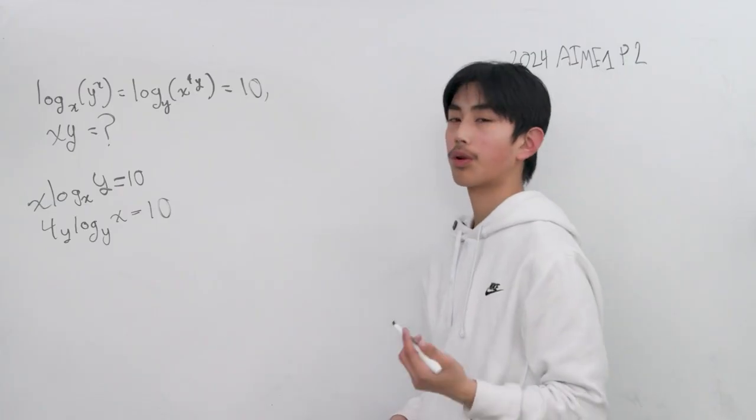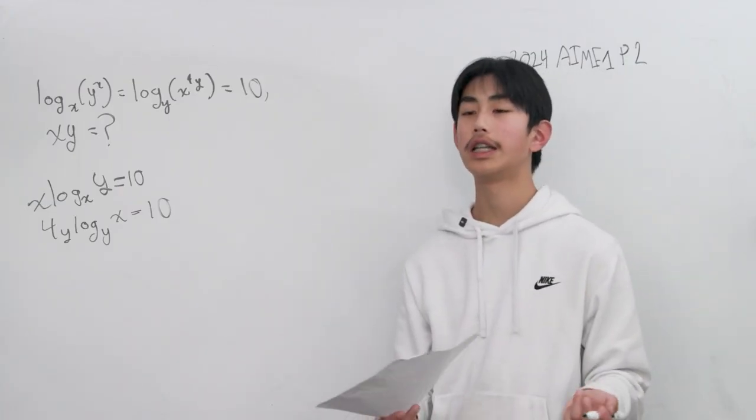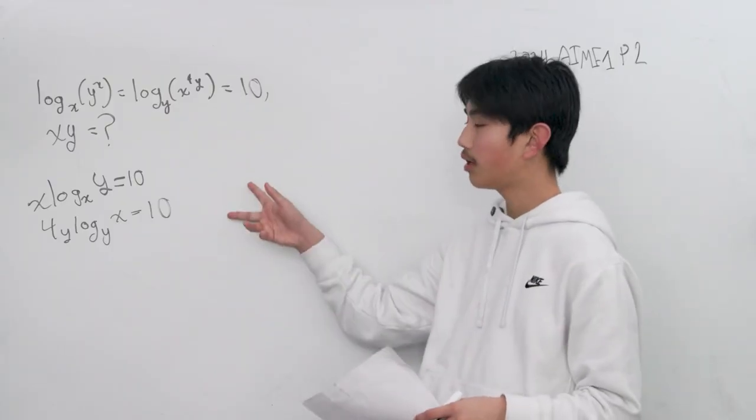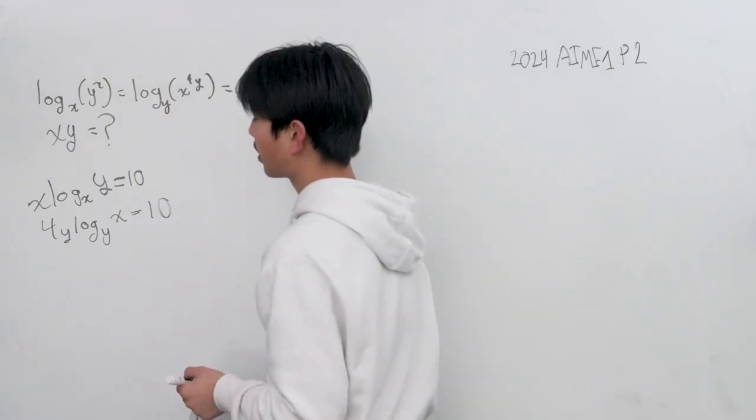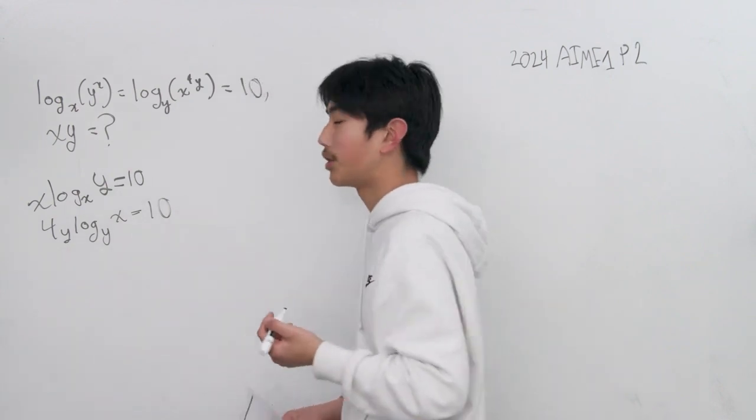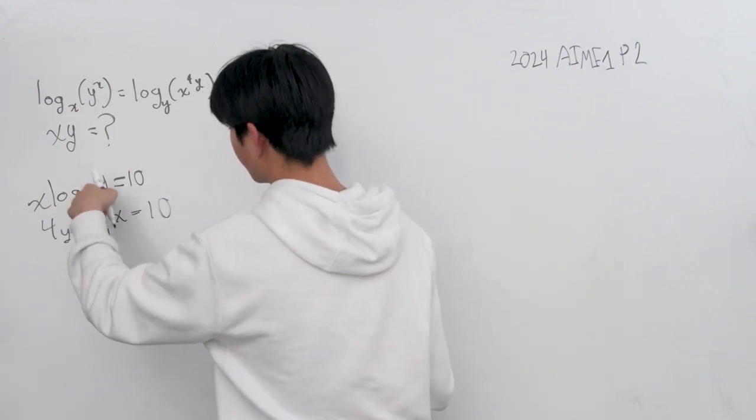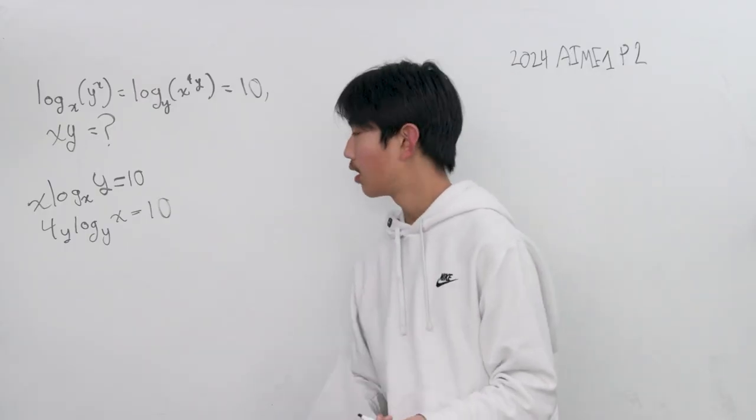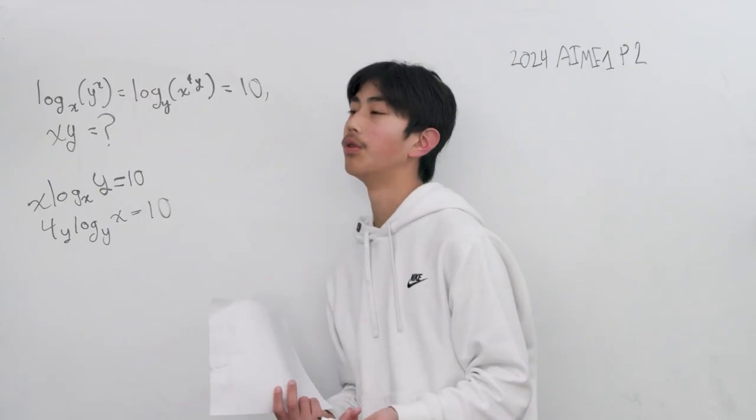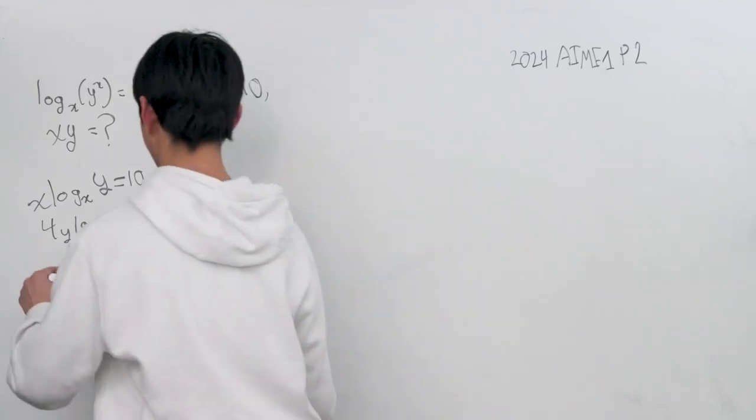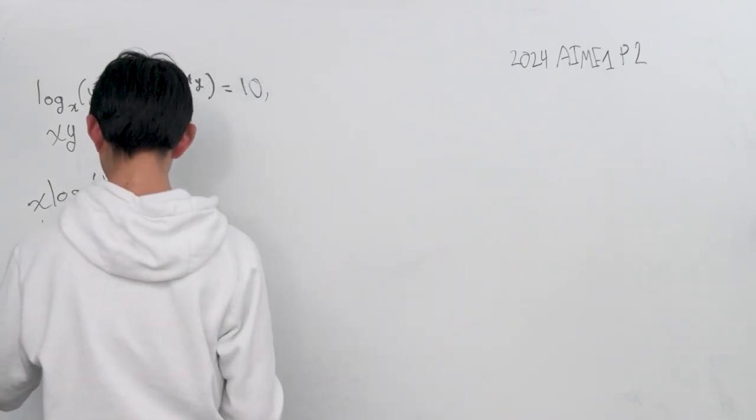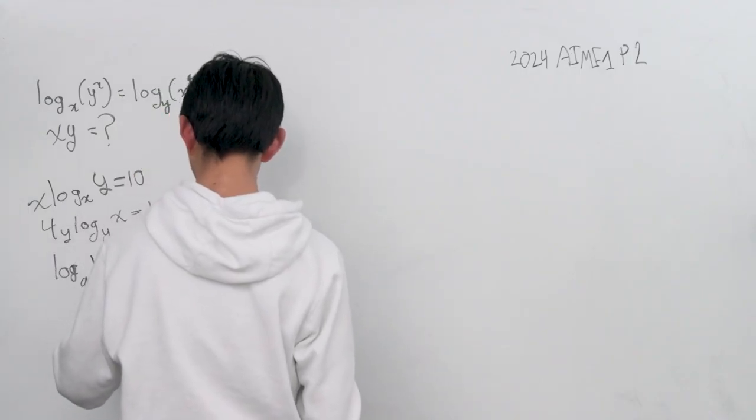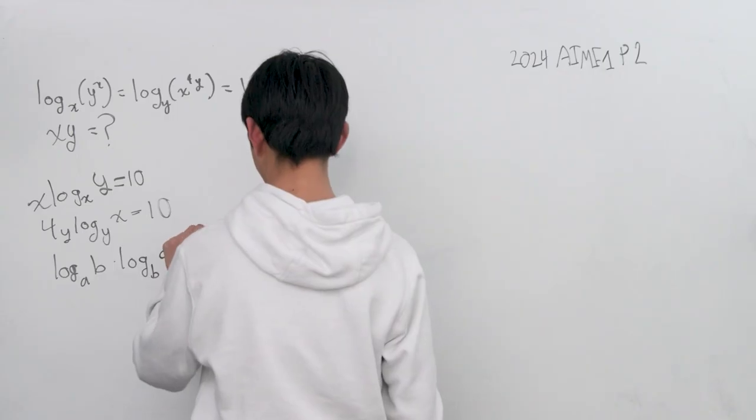And now this requires some very interesting insight. So these two are 10, and we want to find x times y. Now if we multiply these two together, we have an xy, but these two are a bit of a problem. However, we notice that there is a logarithm rule, like you might remember: log base A of B times log base B of A is equal to 1.